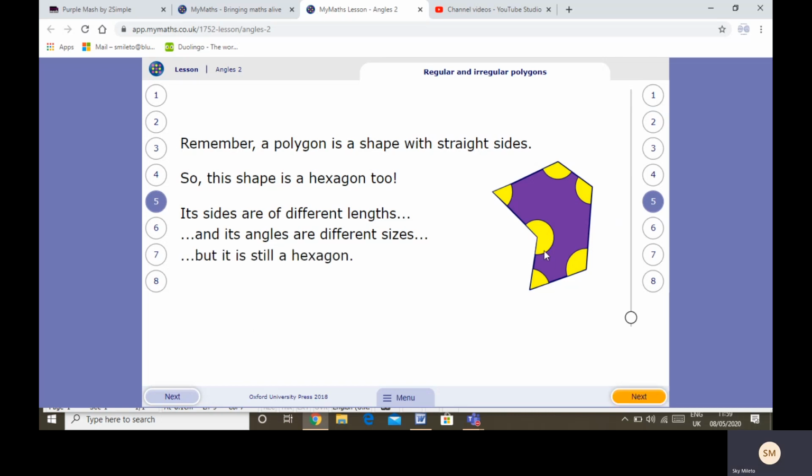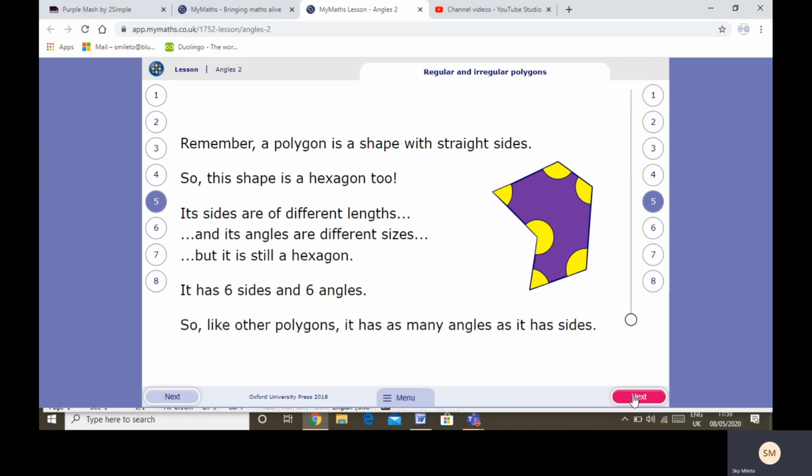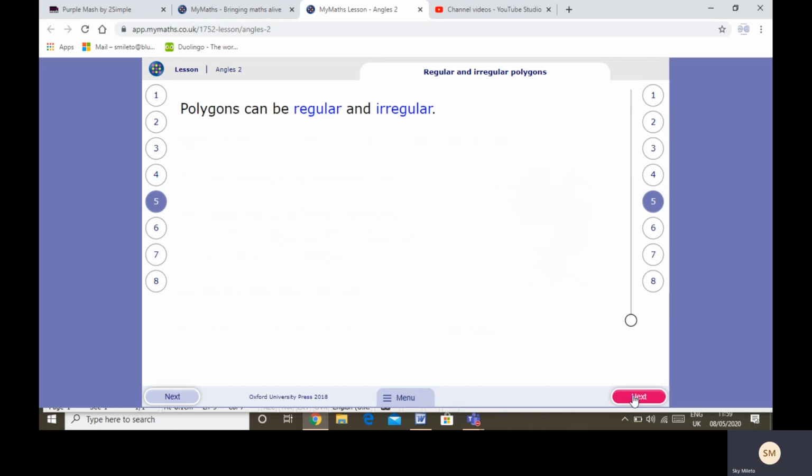Okay, so we can see these angles. That one is much bigger than this one. This one is an obtuse angle. This one's an acute angle. But because there's 6 sides and 6 angles, it's still a hexagon. And we would call it an irregular hexagon. Okay, an irregular hexagon. Polygons can be regular and irregular.